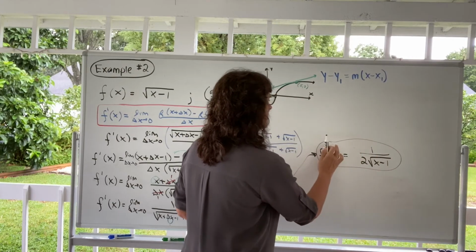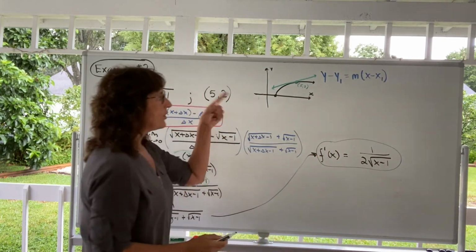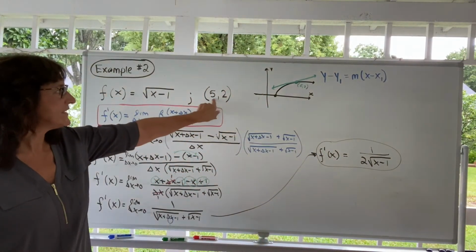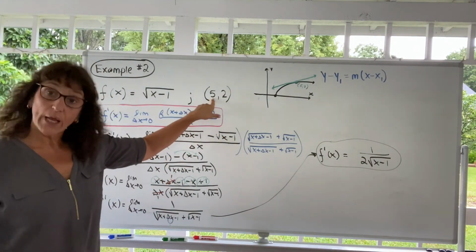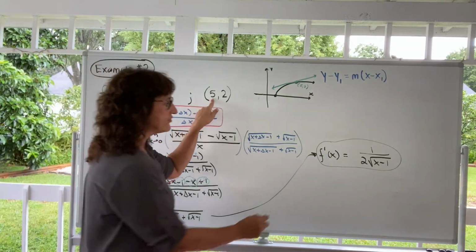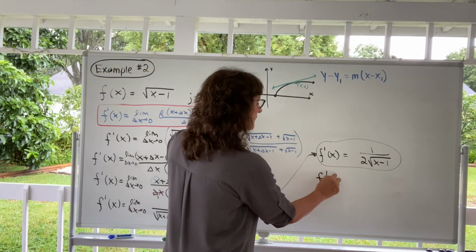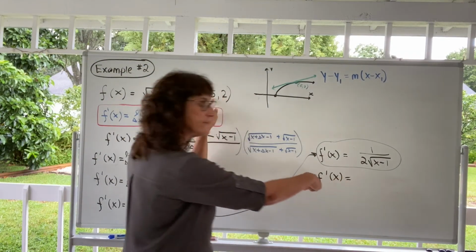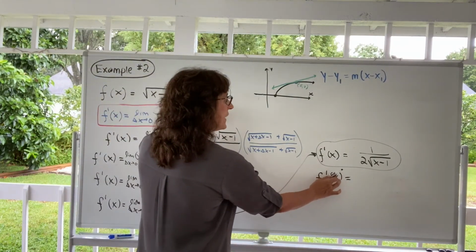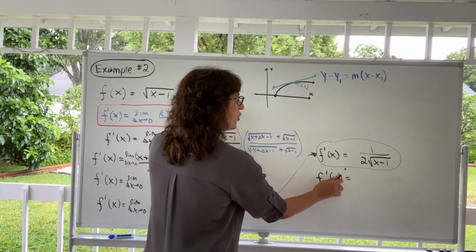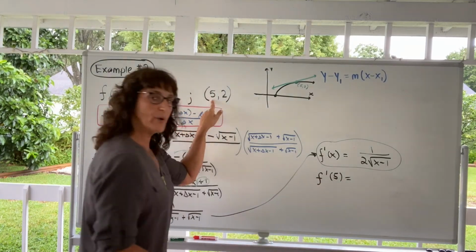We want to find the derivative at our point. In our point, the x coordinate is 5, y coordinate is 2. To get the derivative at the point, we're going to plug in the x coordinate. So we want the slope of the tangent line. The derivative of the function is the slope. We want to replace the x with 5. So we want the slope at 5.